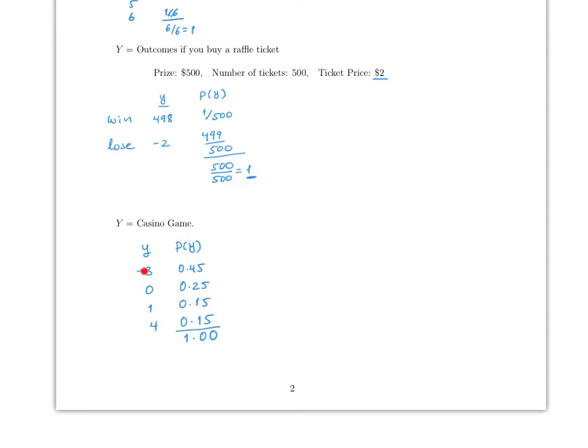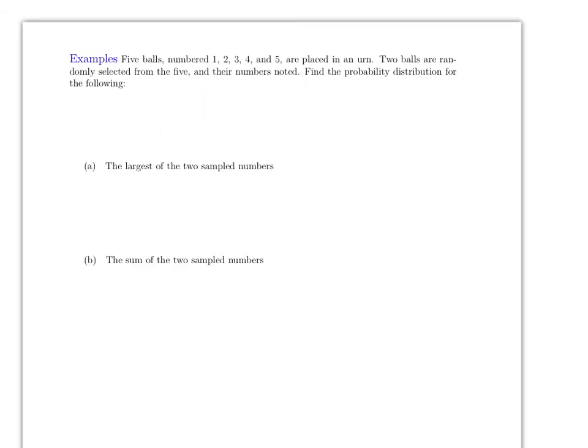Now, in this particular case, the values and probabilities are given to you. Otherwise, there would have to be a formula to figure out these values. Notice that here they should be obvious. Okay, let's do one last example from section 3.2. So the example says the following. You have 5 balls numbered 1 to 5, and they are placed in an urn. So 2 balls are randomly selected from the 5, and their numbers are noted. Find the probability distribution for the following. Part A, the largest of the 2 sample numbers, and part B, the sum of the 2 sample numbers.